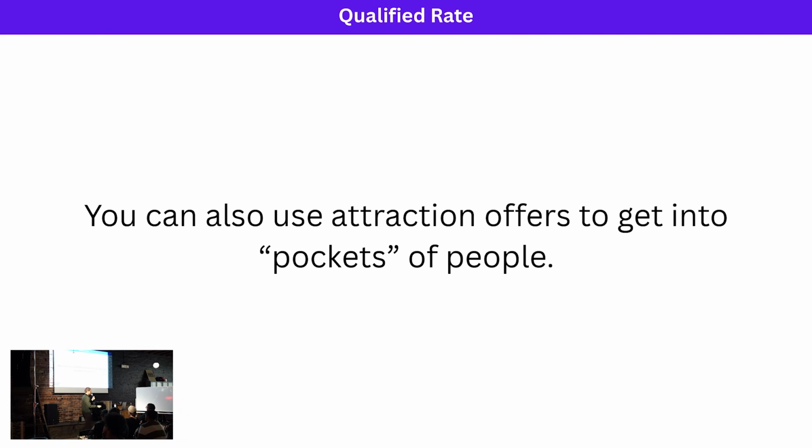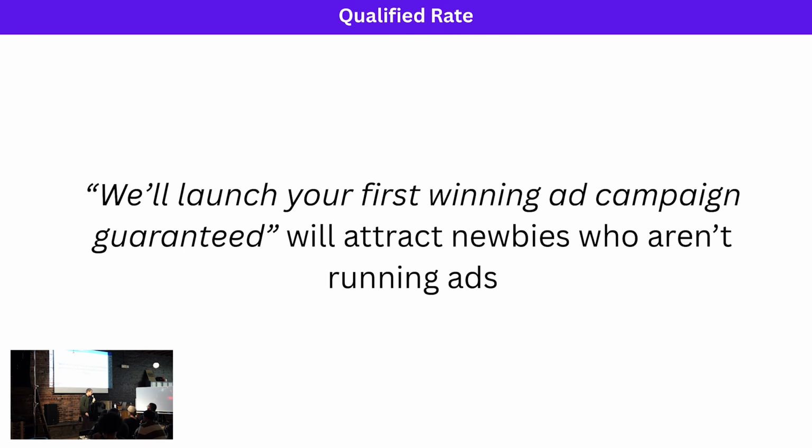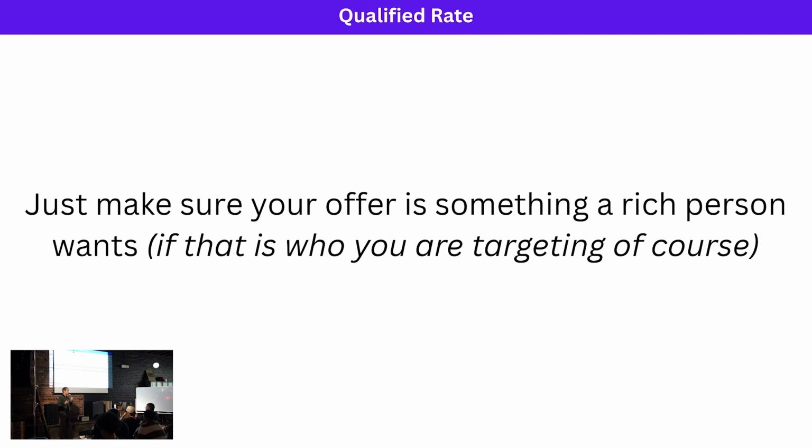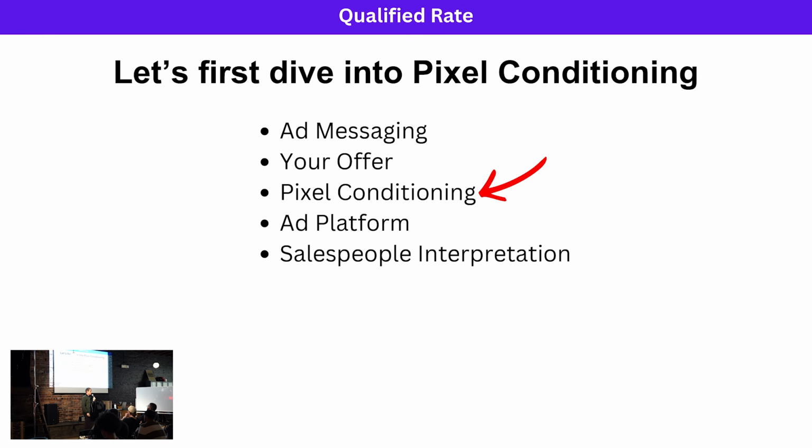You could also use attraction offers or, again, pocket offers like we talked about earlier to get different pockets of people. So like, we'll beat your best performing ad, guaranteed. That offer will attract people running ads because we're saying your best performing ad. We'll launch your first winning ad campaign, guaranteed. That attracts newbies who aren't running ads. Just make sure your offer is something a rich person wants, if that's who you're targeting, of course. Something that saves them time, makes them meaningful money, makes them healthier, or saves them from pain.